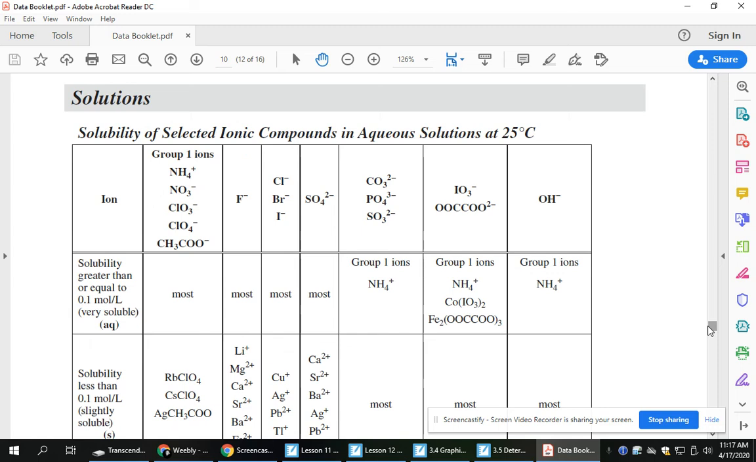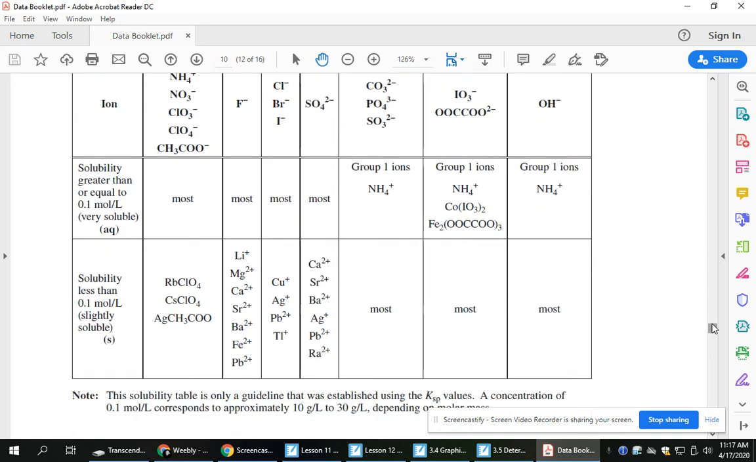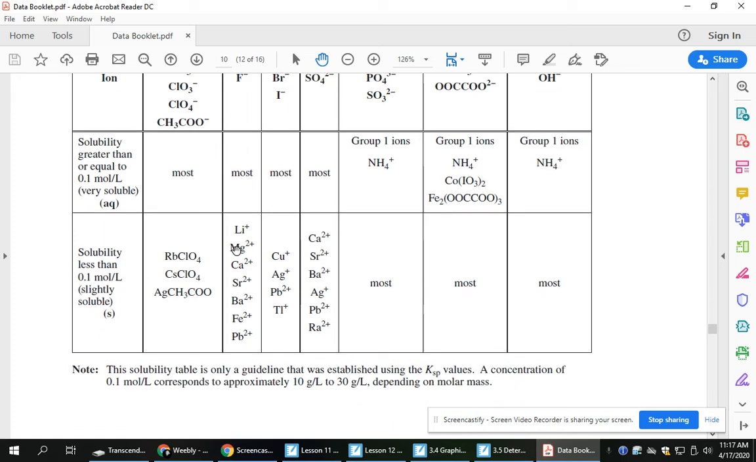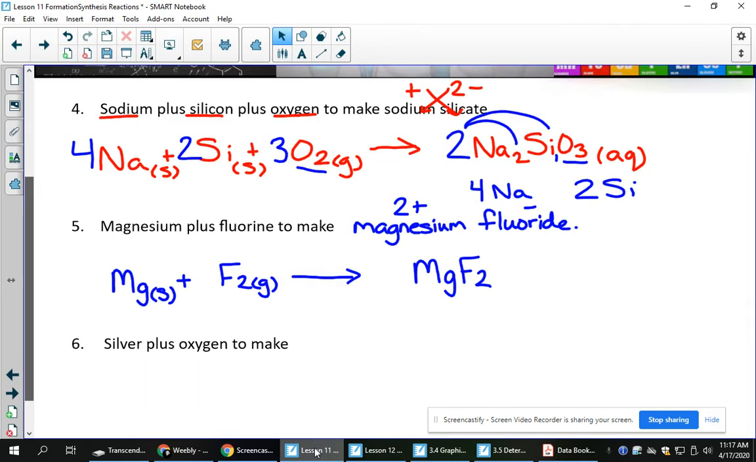Here's my ionic compounds. Do I have magnesium or fluoride on the top? In the second column, I see fluoride, F negative. If I look below, do you see magnesium listed below fluoride? Yes, you should see magnesium listed right here, Mg2+. So you go over and you see that it has to be a solid.